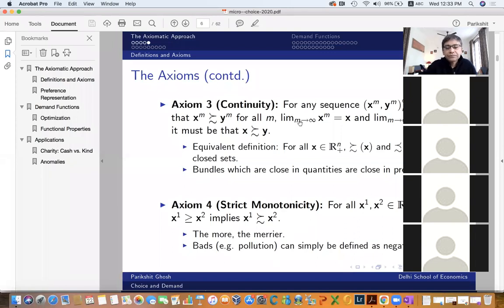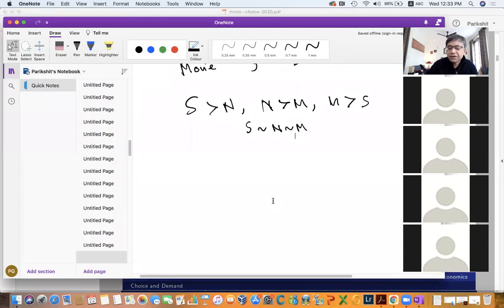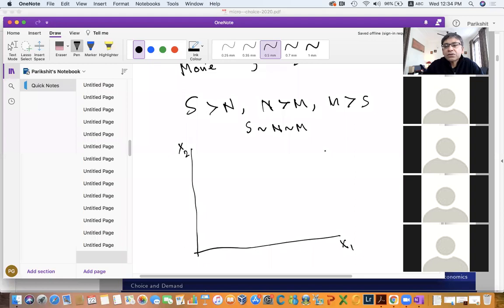Let me explain by drawing a picture, and explaining things is always easier if we assume two goods, okay, but the principle is more general. So there's a two-good world. Quantities are x1 and x2. And suppose we are comparing two sequences of bundles. How should I write this?